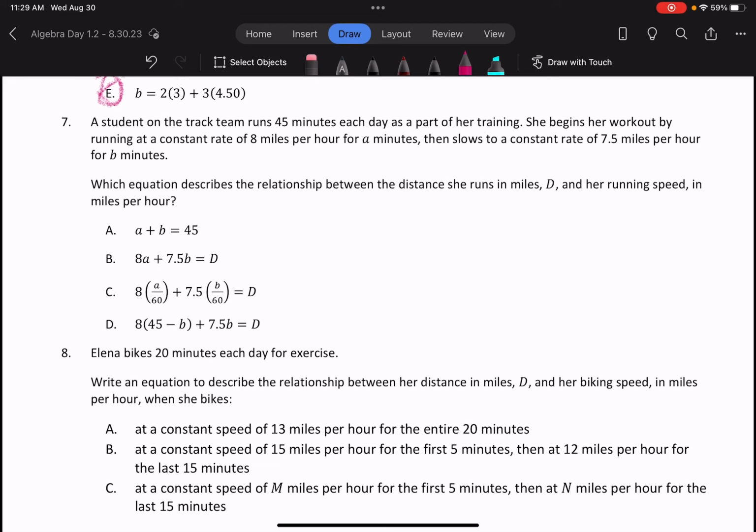All right. So this one is interesting because it's giving us 45 minutes each day, but it's asking us for the miles per hour. So knowing that, there's a pretty obvious answer. There's only one answer here that makes sense because we need to convert from minutes to hours. So we know she runs 8 miles per hour for A minutes, but we want to convert from the number of minutes that we know she's running to hours, okay? So in looking at that, there's only one obvious answer, right?